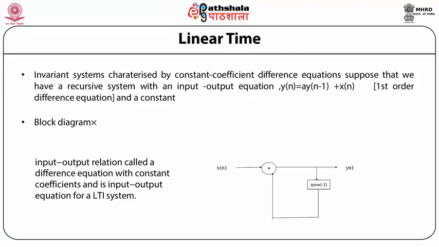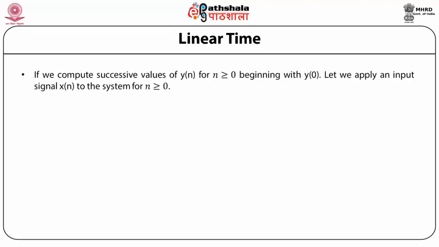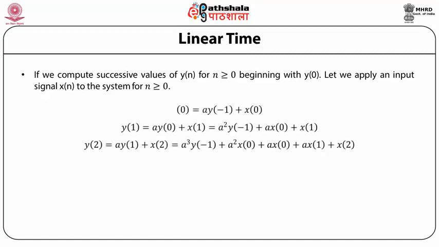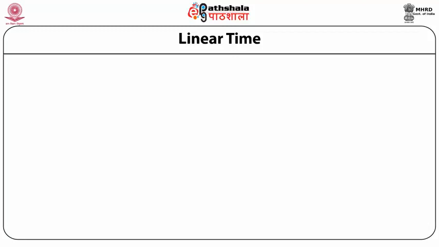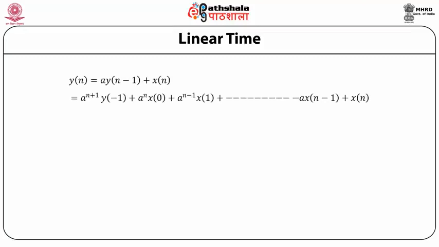linear time invariant system. So if we compute the successive values of y(n) for n greater than or equal to 0, basically beginning with y(0), let us apply an input signal x(n) to the system for n greater than or equal to 0. So we have y(0) equal to a y(minus 1) plus x(0), y(1) equal to a y(0) plus x(1) equal to a square y(minus 1) plus a x(0) plus x(1), y(2) equal to a y(1) plus x(2) equal to a cube y(minus 1) plus a square x(0) plus a x(1) plus x(2), and so on.